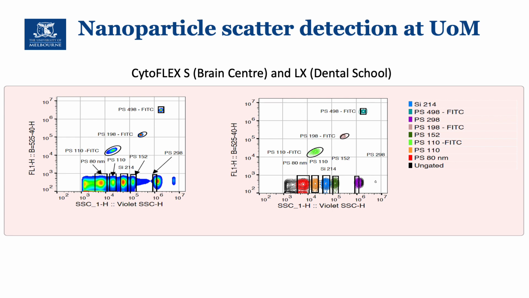So just to show an example of how instruments handle scatter of different sizes of particles, I'm showing you examples of the Cytoflex S and the LX at the dental school, to show you how the Cytoflex can measure down to 80 nanometer polystyrene beads. So in terms of exosomes, we were talking about maybe 100 nanometers, maybe it can measure something like that. So yeah, these instruments, the Cytoflex instruments, are exquisitely sensitive, not only on the fluorescence side of things, but also in the scatter view.